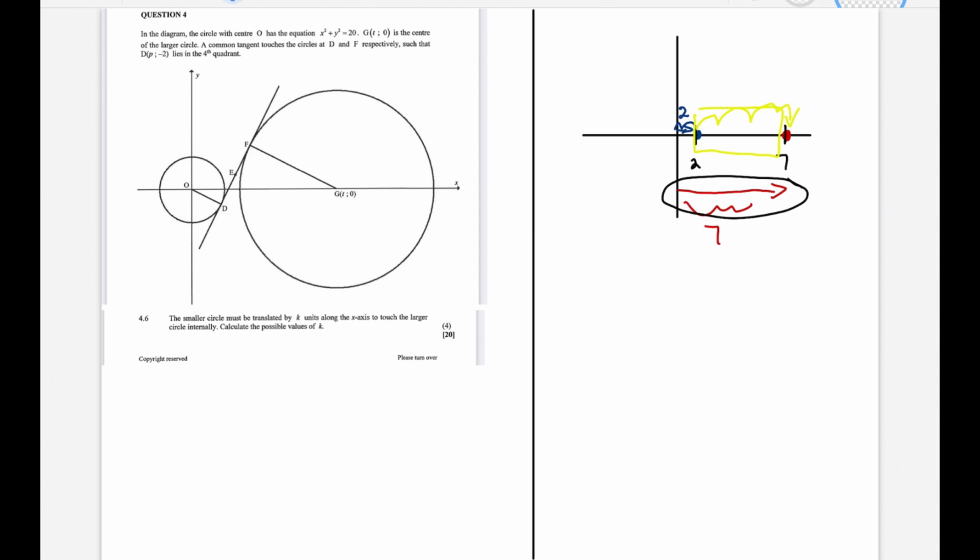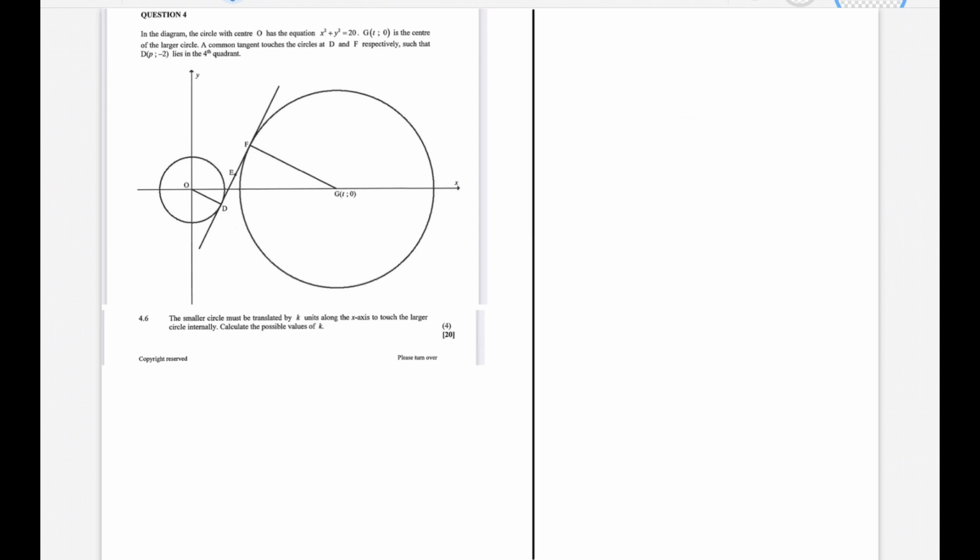Let's start with the smaller circle. How can we do it? Well, what's the radius of the smaller circle? The radius squared, r², is 20, right? So if r² is 20, that means r is plus or minus the square root of 20, meaning r is either negative 2√5 or r is positive 2√5.